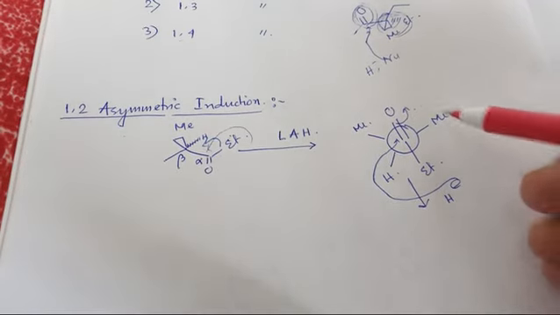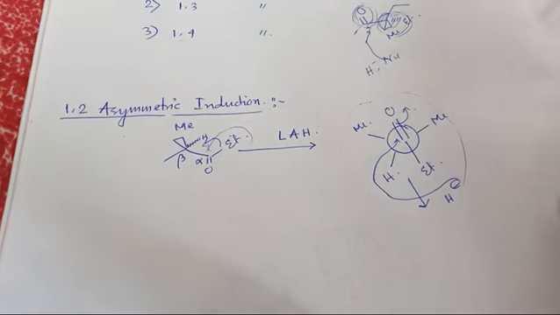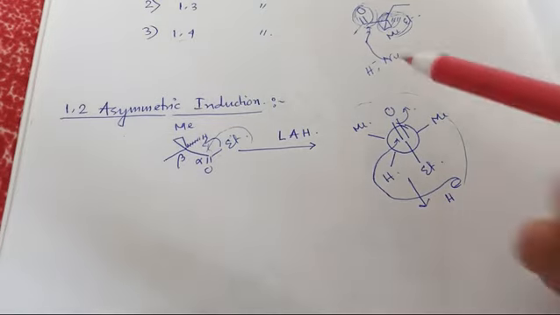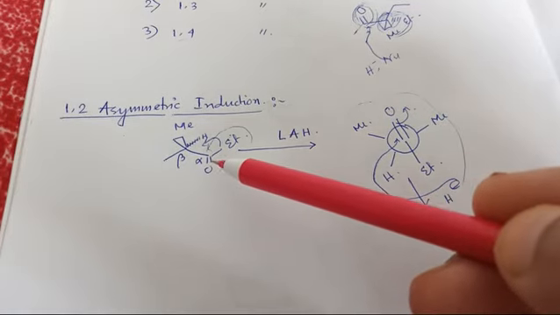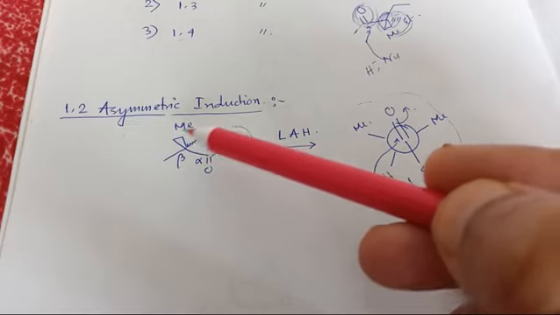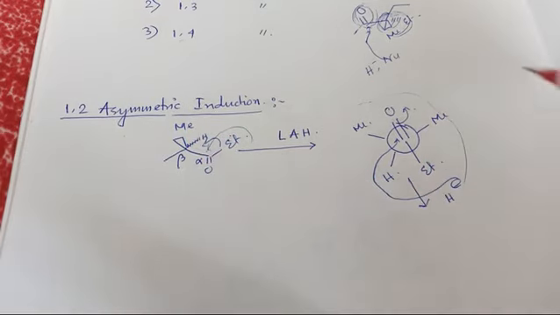So you know the reaction mechanism and what the product will be. I am not showing this. This is basically the Felkin-Anh model. So 1-2 asymmetric induction is known for the Felkin-Anh model and for Cram's model. The diastereoselectivity will be determined by this center. So this is called 1-2 asymmetric induction.